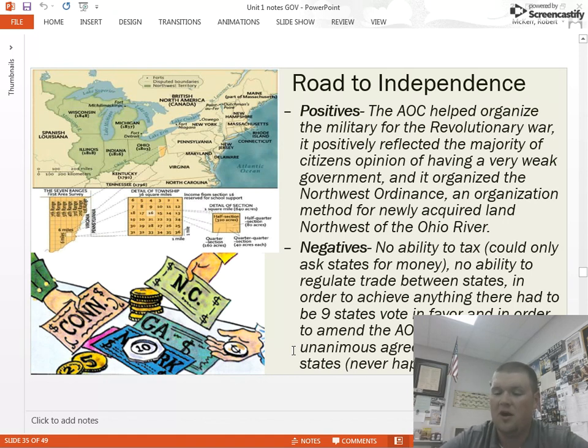The negatives far outweigh the positives, though, in the Articles of Confederation. First and foremost, no ability to tax. They can only request funds from the states, which means the government is dead broke. No ability to regulate trade between the states. No regulation of interstate trade means that states can ban products from being sent from other states. It leads to trade wars between states and friction between the states.